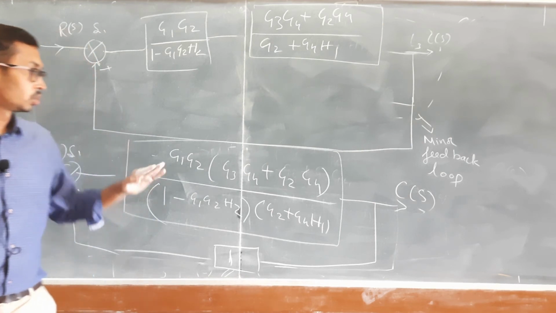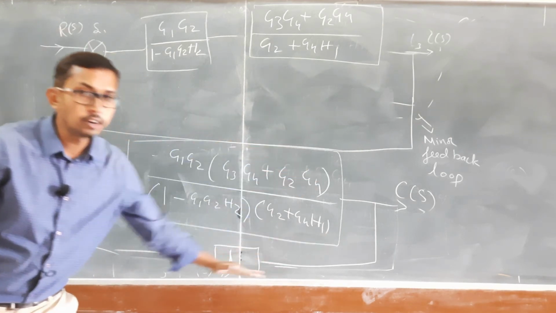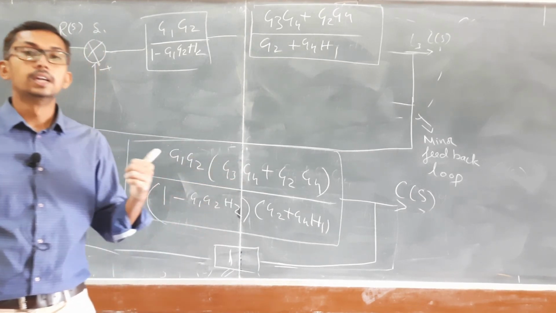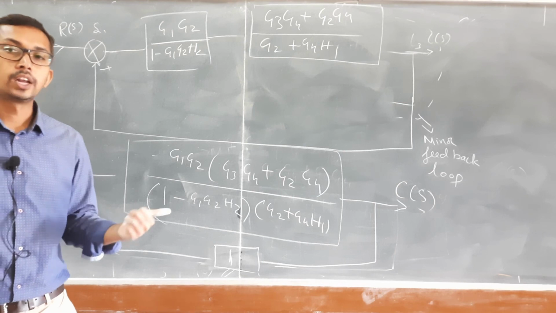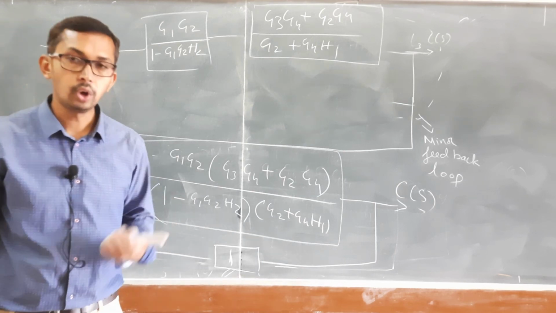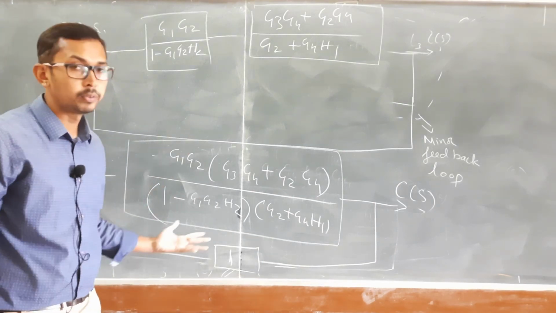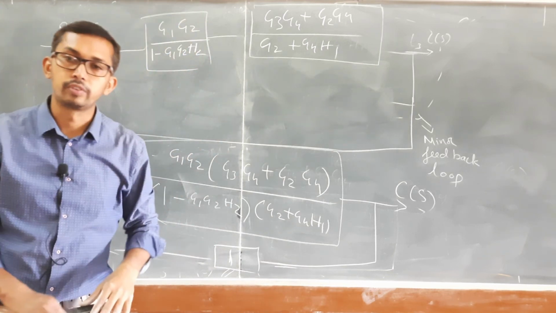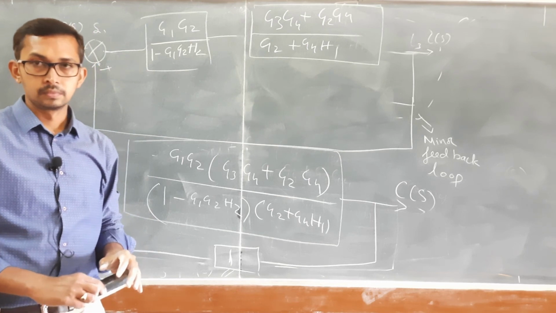Is it okay? Then this is a minor feedback loop, so we need to apply the formula. The formula is G of S divided by 1 plus or minus G of S into H of S, and do the simplification, and we are going to arrive at the final transfer function of the given block diagram. Okay.